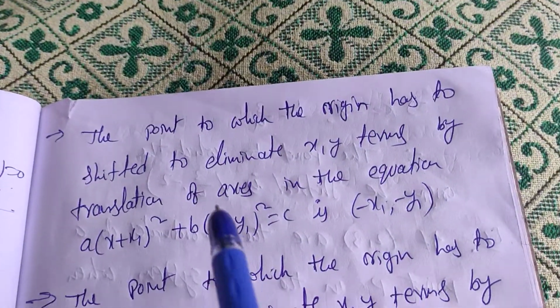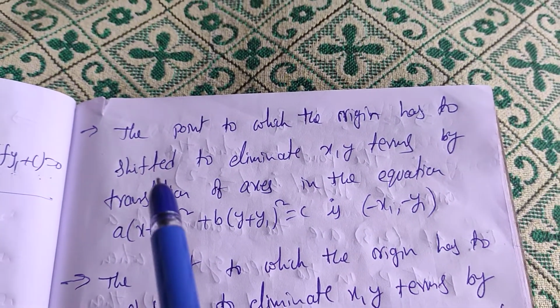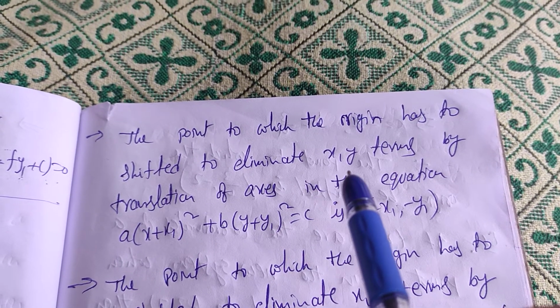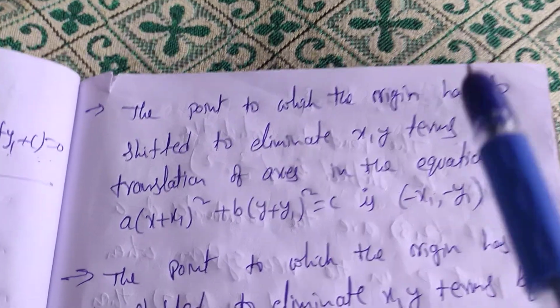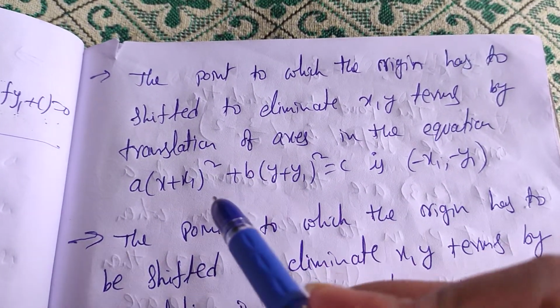Okay, the next one is the point to which the origin has to be shifted to eliminate x, y terms by translation of axes in the equation. See, once again it is a very clear answer.